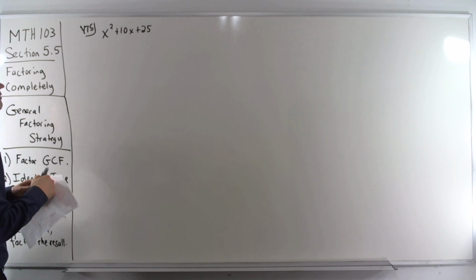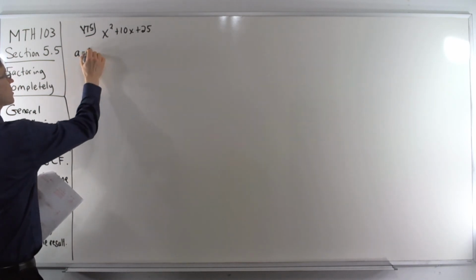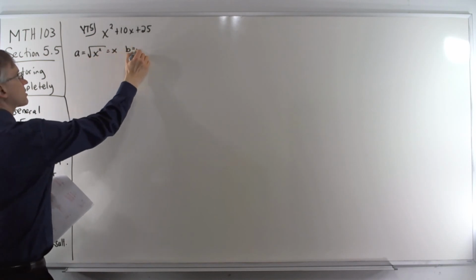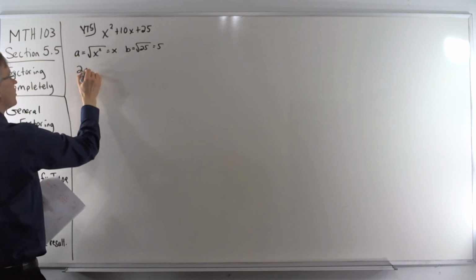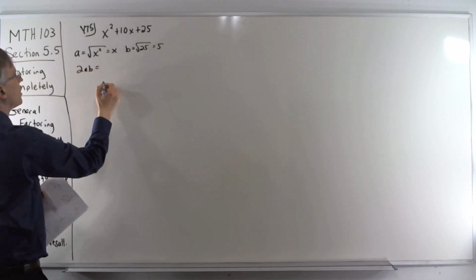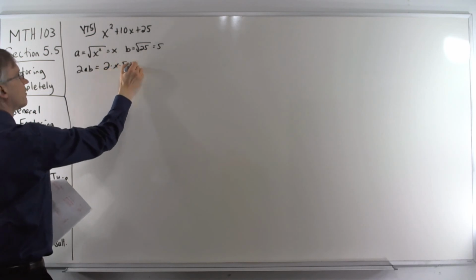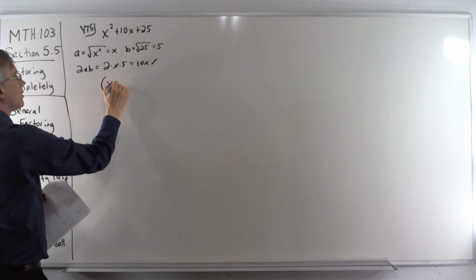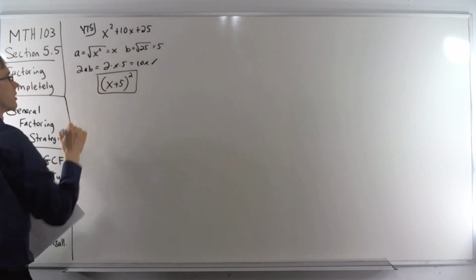So I'm going to use the perfect square trinomial technique, where we find a by taking the square root of x squared to get x, and b is the square root of 25 to get 5. And I'm just going to do a quick check here to make sure that 2ab is the middle term. So we got 2 times x times 5, and that is 10x, so that matches. So we plug it into the formula, we get x plus 5 squared.